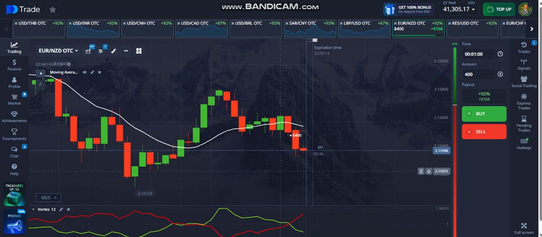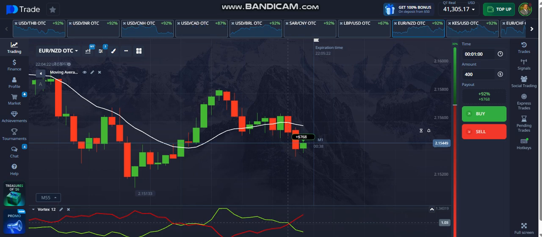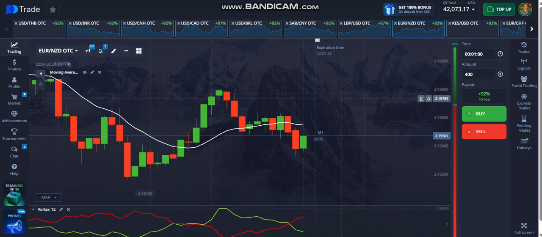You have to wait for the candle to close under the WMA line, that's the first prerequisite, and then the vortex line cross. Okay, good. All right, so we won that trade. I'm going to pause the video and look for the next setup.